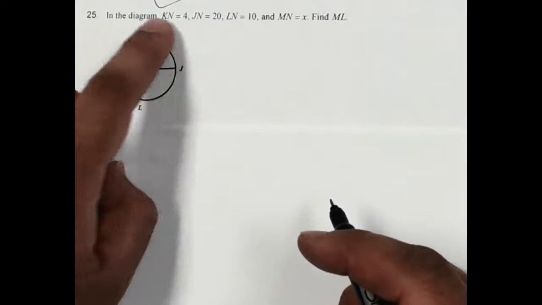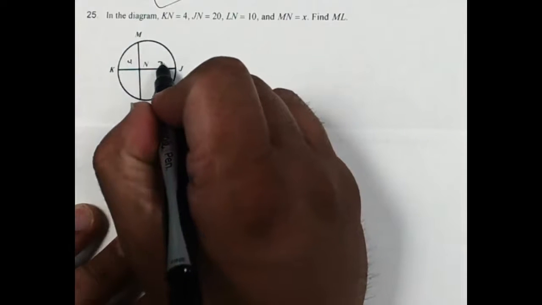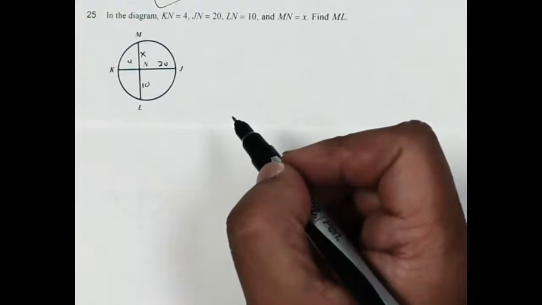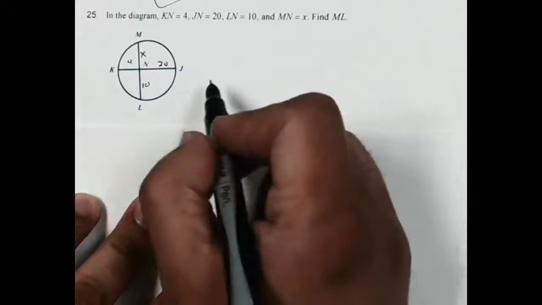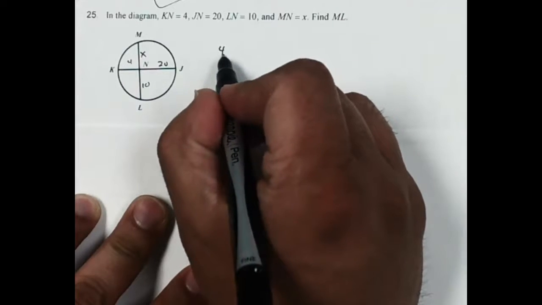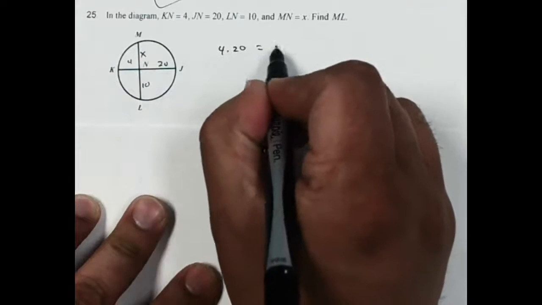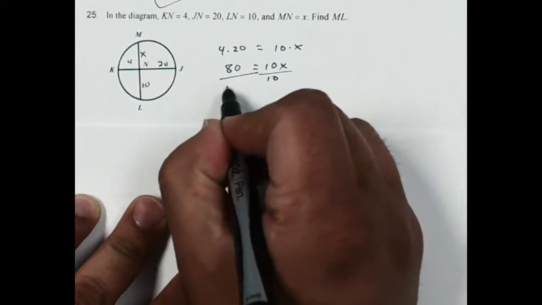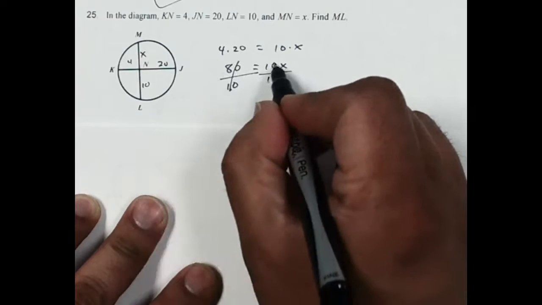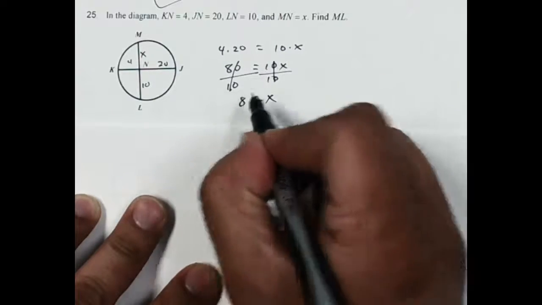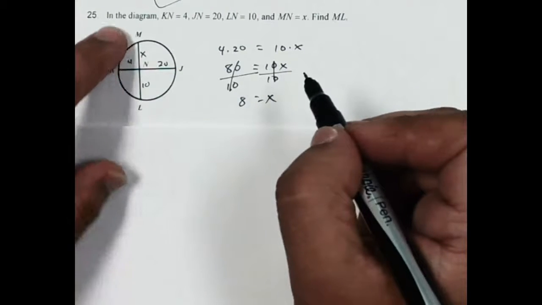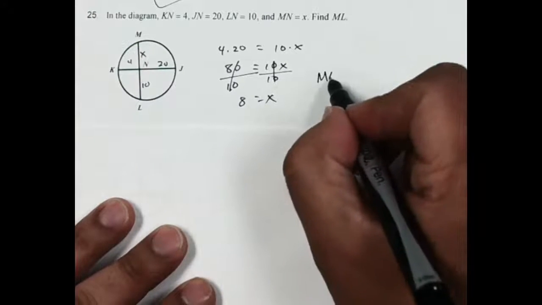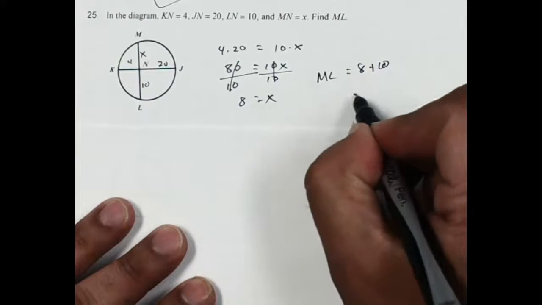All right, on 25, KN is 4, JN is 20, LN is 10, and MN is x. Now this one, since I have chords that are intersecting, that tells me that the product of each chord is equal to each other. So that tells me 4 times 20 is equal to 10 times x. So 80 is equal to 10x. Divided by 10 tells me that x is going to be 8. I want ML, so I need to substitute the 8 here. So ML is going to be equal to 8 plus 10, which is 18.